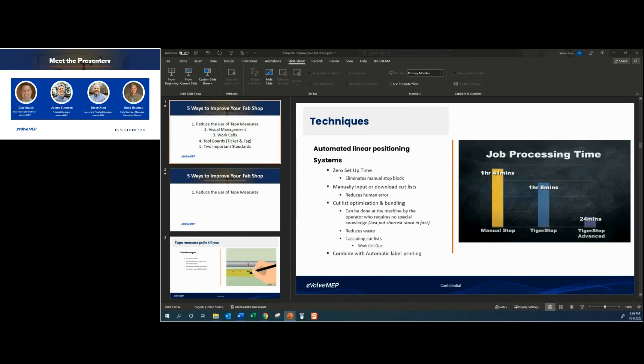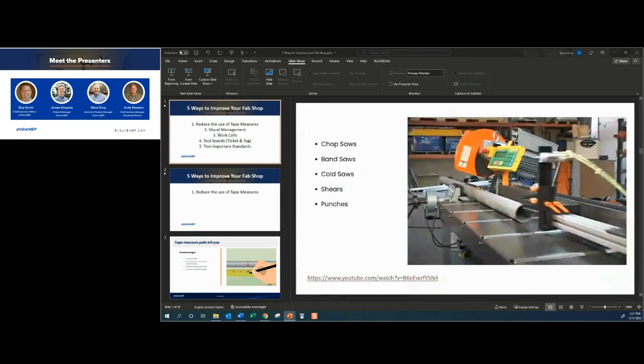That's significant. And so if you have these types of tasks where you're doing this thing time and time again, these systems really should be considered as a way to improve that processing time. And I think it goes to the overall purpose, which is to become more efficient in our fab shop.